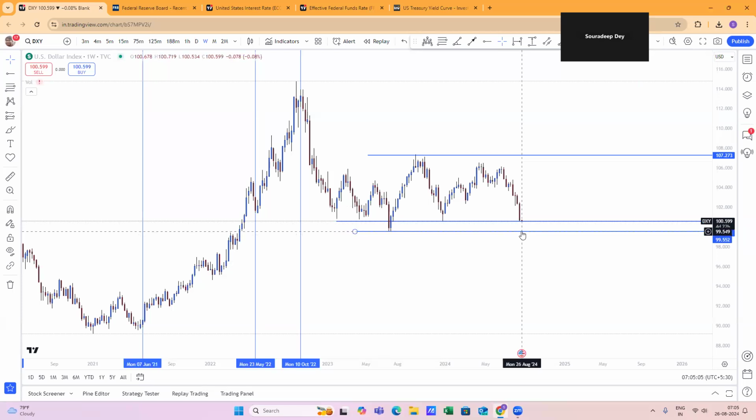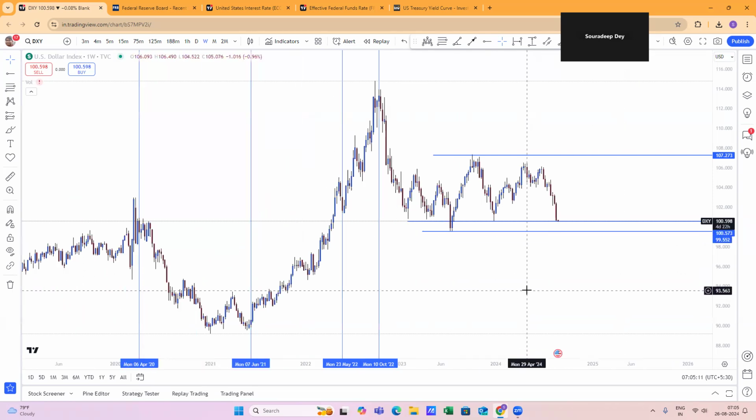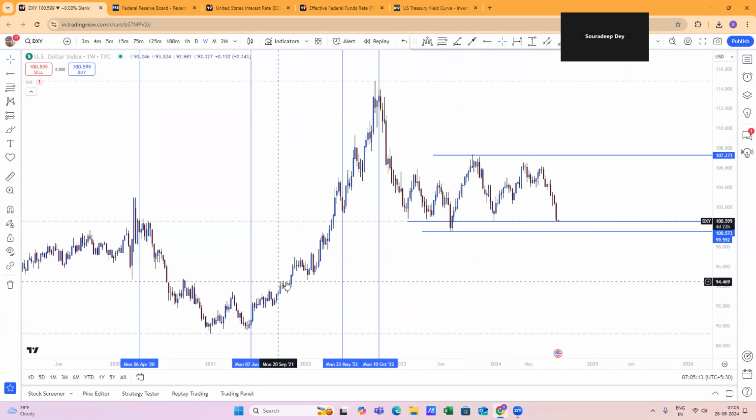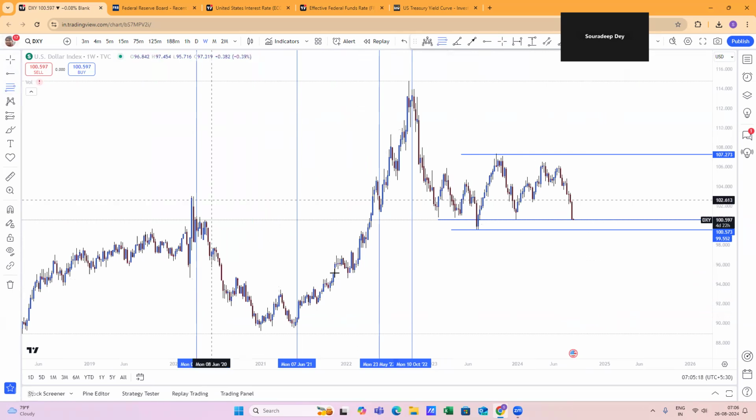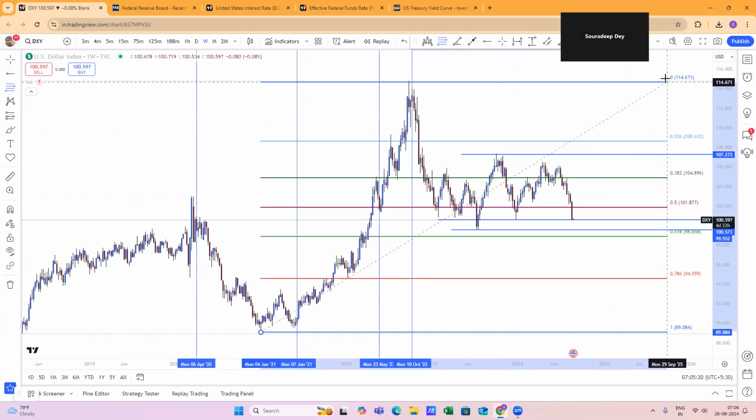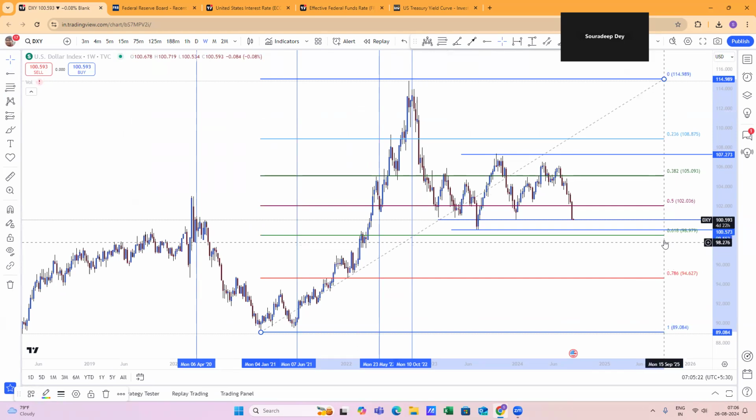It may breach 99.5, which was a support in July 2023. And if it breaks, we can see quite a bit of fall, possibly towards 95, 96. If I draw a Fibonacci retracement of this move, 98, 99, below that 94.627. So these will be very important levels.